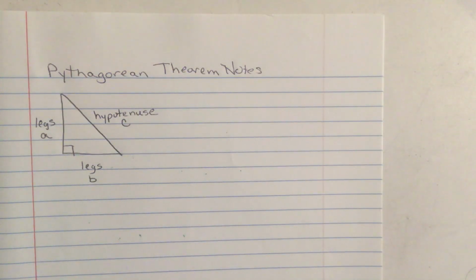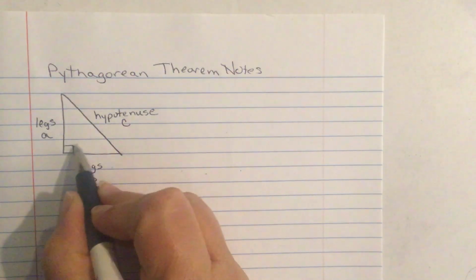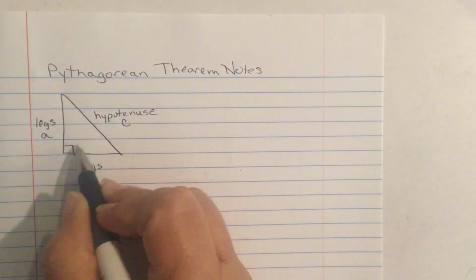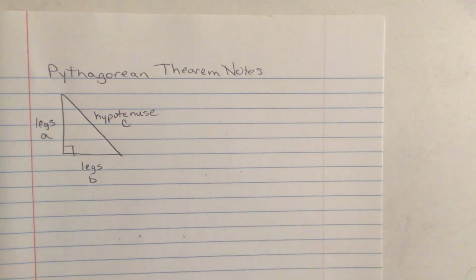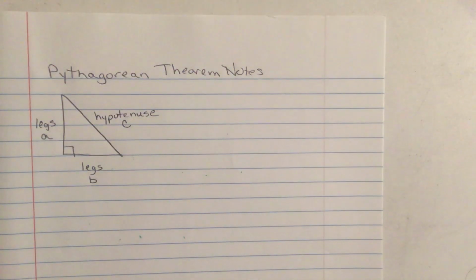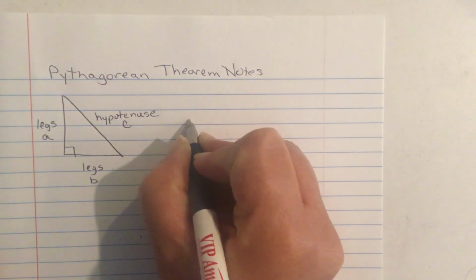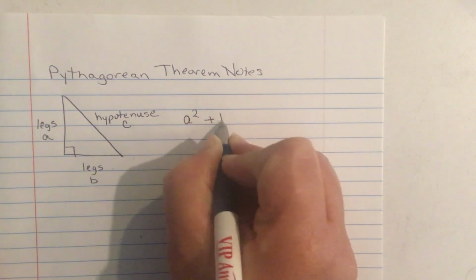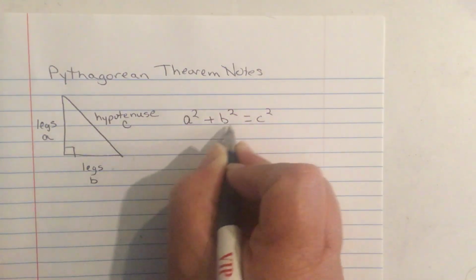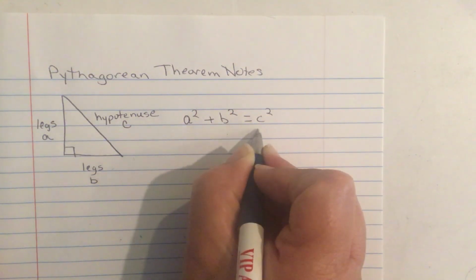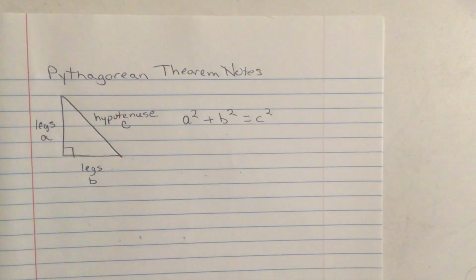C. Now you will find that the hypotenuse is the side opposite the 90-degree angle. It's always the longest side in your right triangle. The legs are the two sides made up of the segments that connect at the right angle. The Pythagorean theorem itself says that a squared plus b squared equals c squared. Again, the legs squared add up to be the hypotenuse squared.